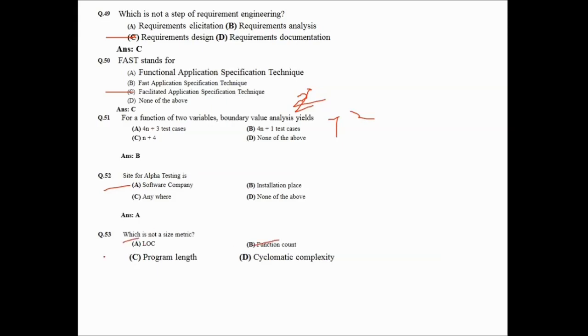So what is not a size metric? Line of code, function point, program length, cyclomatic complexity. The answer is D. Program length, function point, LOC, all are size metrics. Cyclomatic complexity is a metric for computing the number of test cases and the complexity of the program. So as the reliability increases, what happens to failure intensity? The answer is it is decreasing.